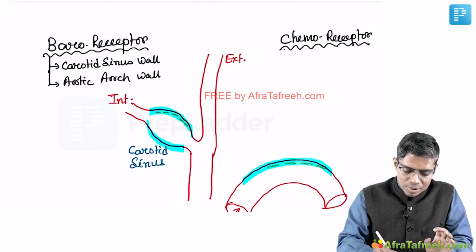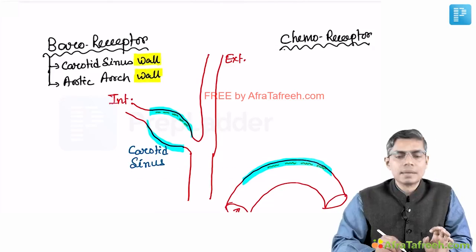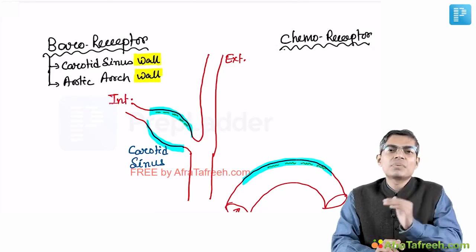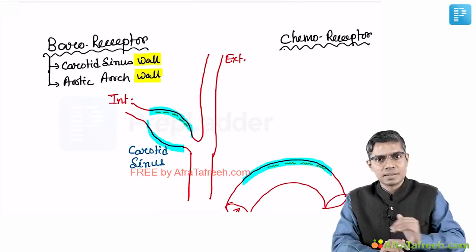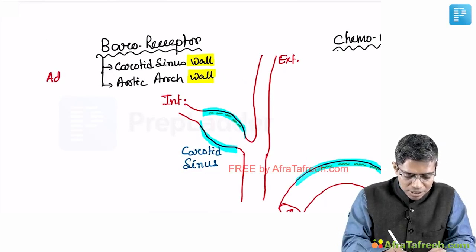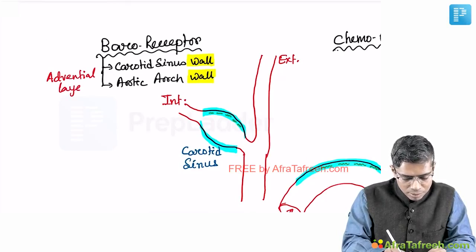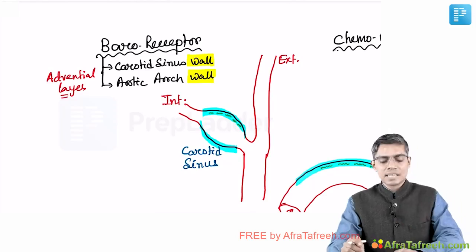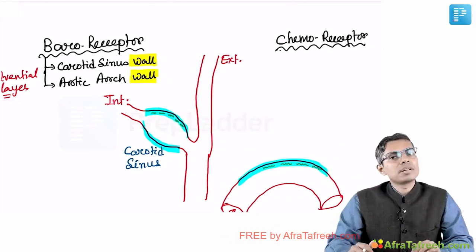Again and again I am saying it is located on the vessel wall, right? So if I ask you, in which layer of the vessel wall, intima, media or externa? Remember, baroreceptors are always located in the adventitial layer of the vessel wall, the outermost layer. So baroreceptors are located in the adventitial layer of blood vessels.